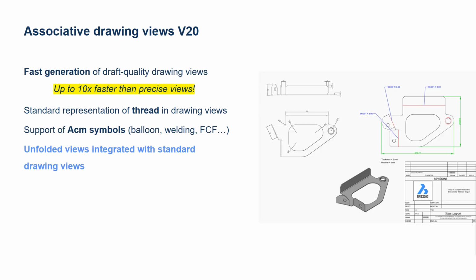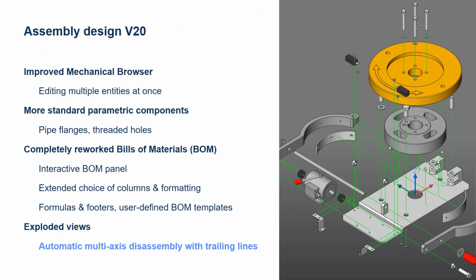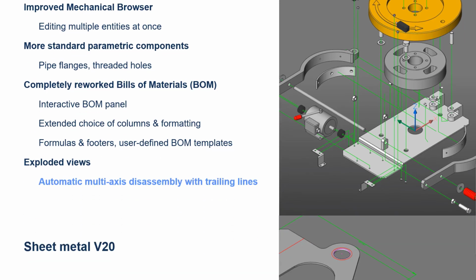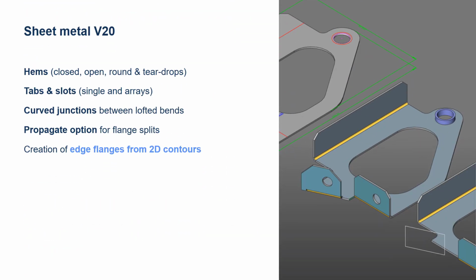A lot of new features in assembly design, and Maxim presented you all. I will not mention them to save your time. The same for sheet metal: hems, tabs and slots, curved junctions between lofted bends, propagate, and the possibility to create edge flanges from a 2D contour.